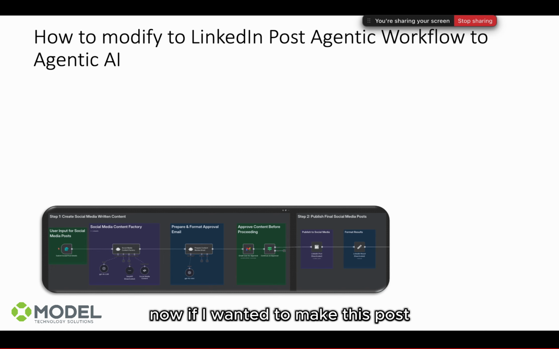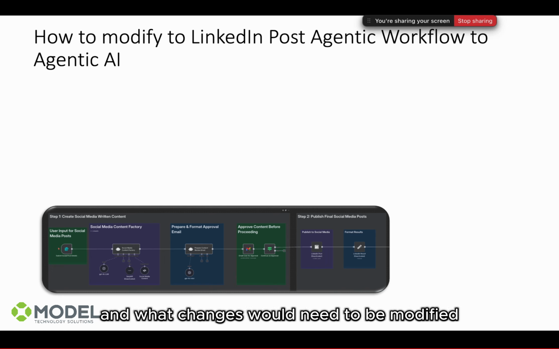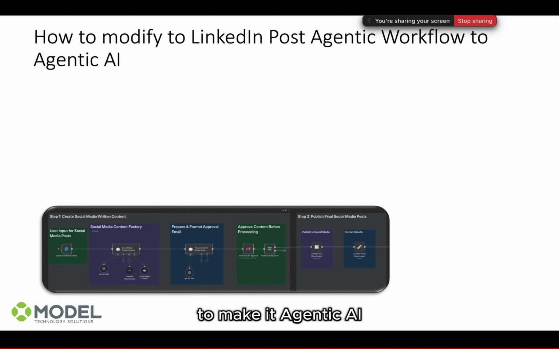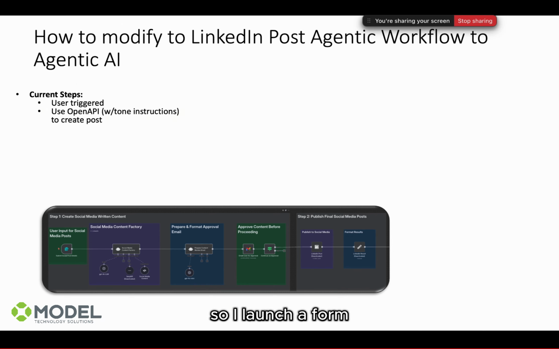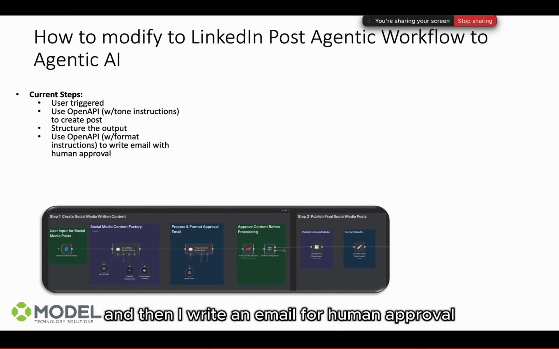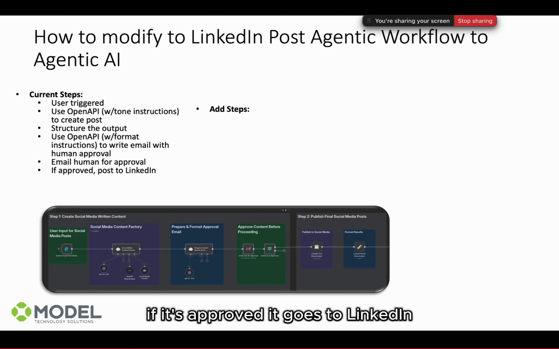Now, if I wanted to make this posting bot complete agentic AI, let's break down what the steps look like today and what changes would need to be made to make it agentic AI. So the current steps: I have a user triggering it, so I launch a form. I use OpenAI's API with tone instructions to create the post. I structure the output, and then I write an email for human approval. The email goes to the human for approval. If it's approved, it goes to LinkedIn.